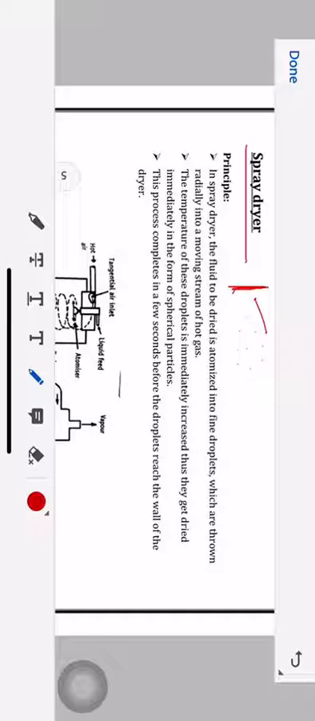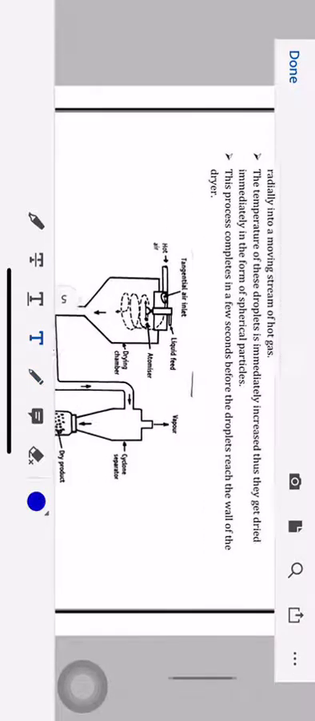Now, the small droplets of liquid will dry before they reach the ending wall of the dryer, and at the end you get free flowing powder. That is the main principle of spray dryer. You are spraying solution, you are drying your powder. Most importantly, to dry any material in a spray dryer, your product should be in liquid or semi-liquid form. That is an important criterion.